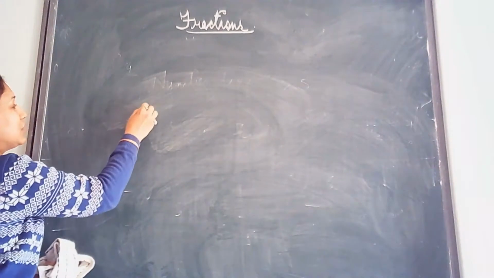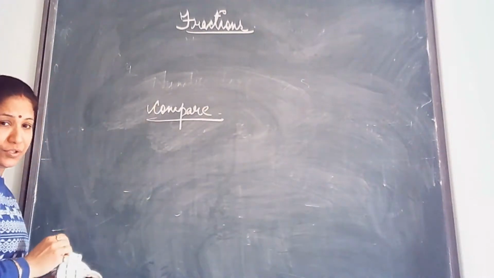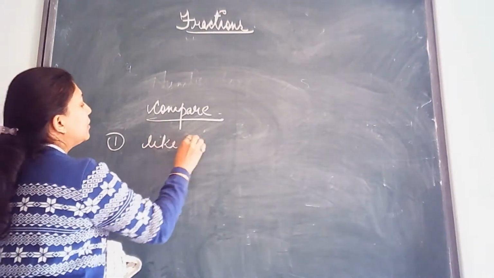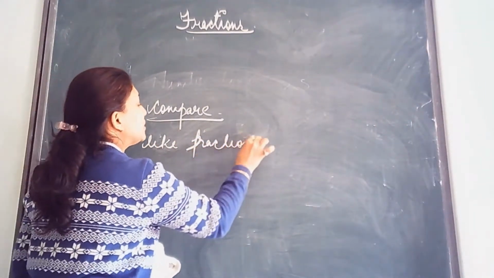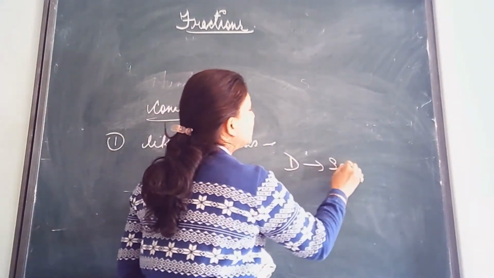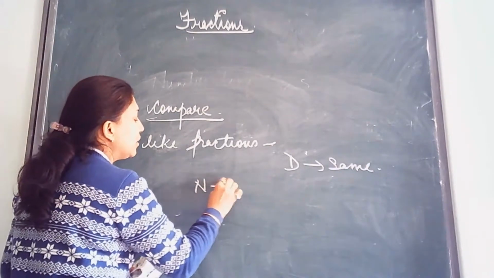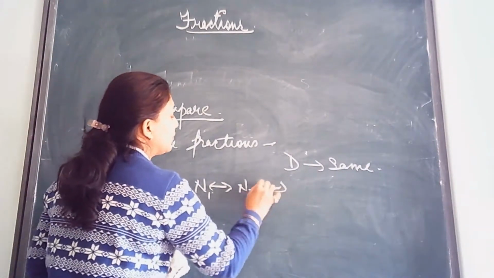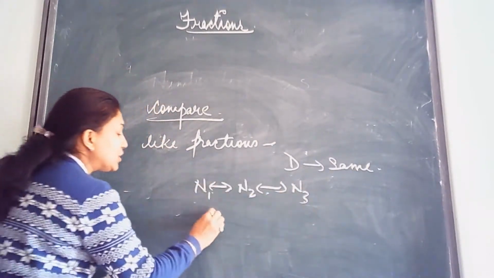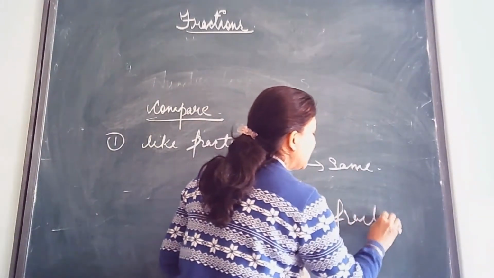Now apart from that, you have some questions based on comparison. If you want to compare fractions, there are many things here. See, the first thing is, maybe the fractions are like fractions. Like fractions means the denominators are the same. So if the denominators are the same, then you compare the numerators. If there are three fractions, you will compare the numerators. Whichever numerator is greater, that fraction becomes greater.